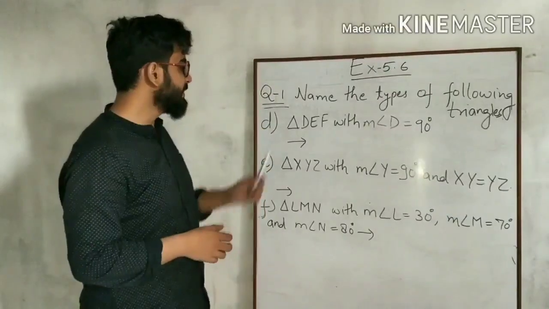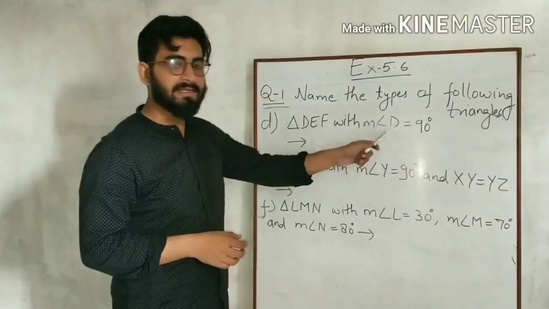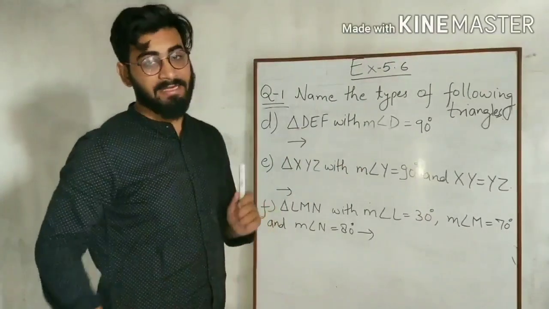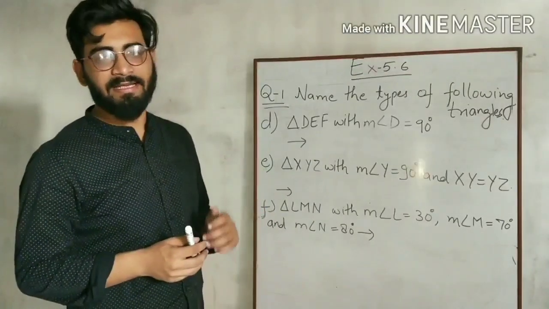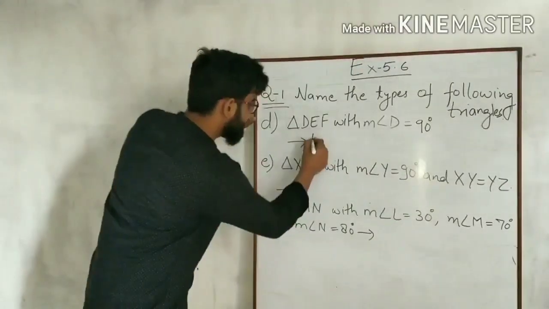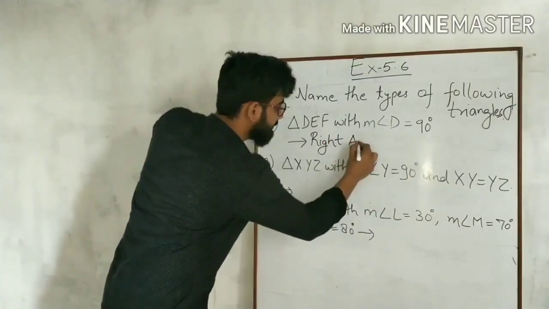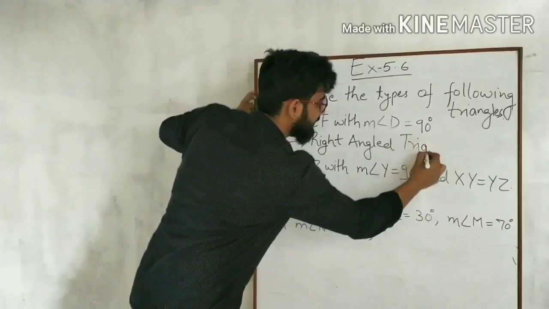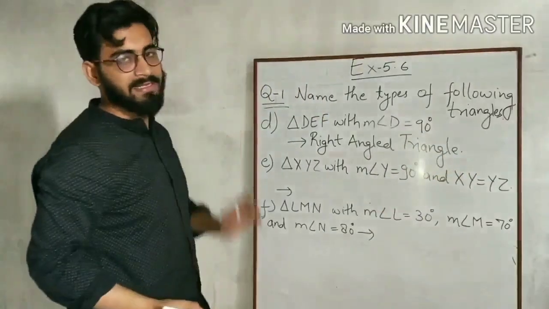Now we are moving to the D part of the same question. What is the D part? Triangle DEF with the measure of angle D equal to 90 degrees. Means one angle is 90 degrees. So we already know that if one angle is 90 degrees, then the triangle is a right angled triangle. So this is a right angled triangle. Understood? Why is it a right angle triangle? Because one of the angles of the triangle is 90 degrees.